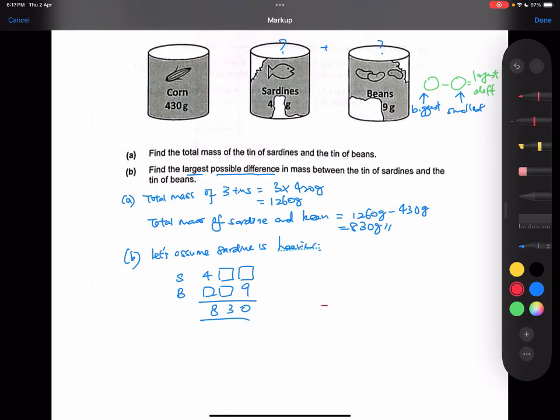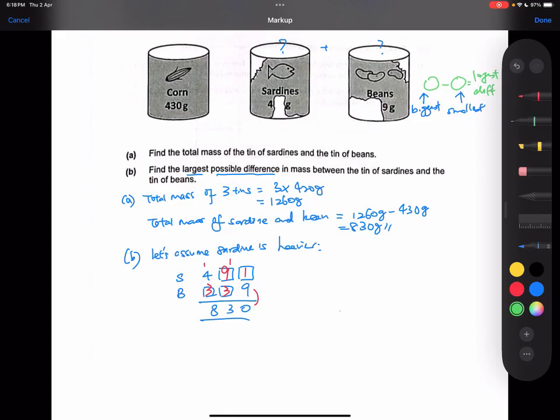The last digit of bean is a 9. From 9 to get to a 0, the only number that can fit in is 1. But we want the biggest sardine weight. So the biggest sardine number here has to be a 9. So 491 for sardine. So let's work out the beans weight. 1 plus 9, 10, carry up 1. 9 plus 1, 10. To get to 3, we add 3 here, becomes 13. 4 plus 1, 5. You need a 3 here to get to 8.